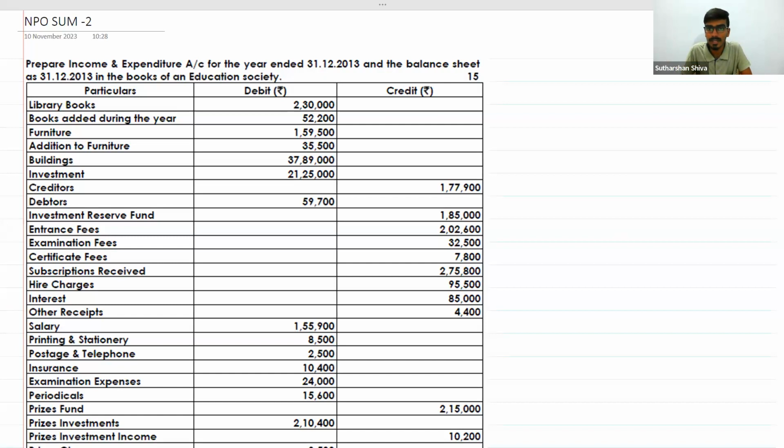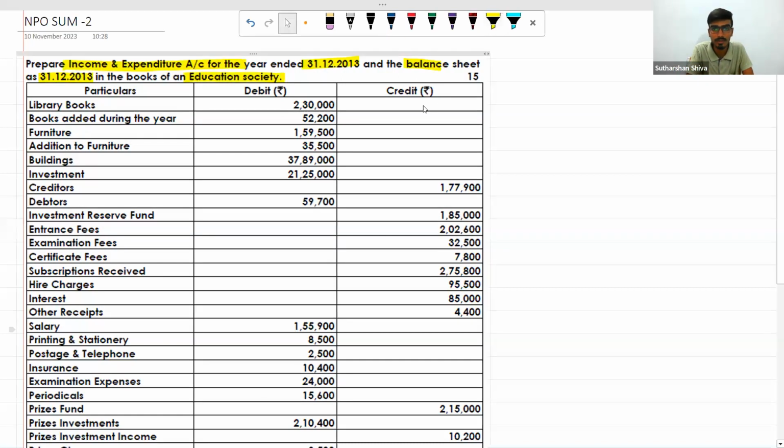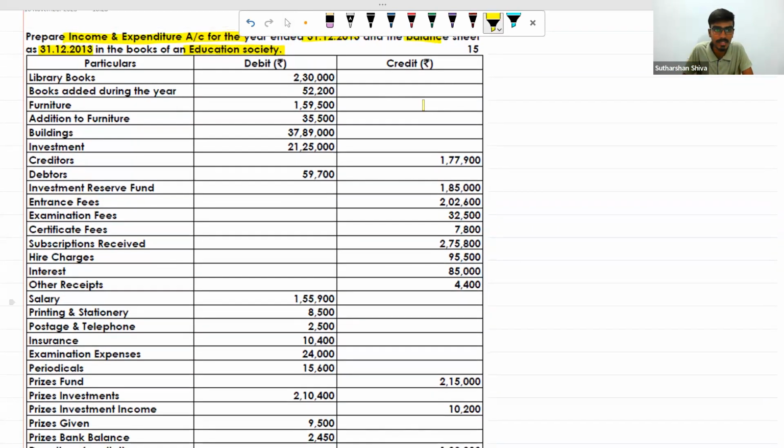Prepare the income and expenditure account for the year ended 31st March 2013 and the balance sheet as of 31st March 2013 of the books of an education society. Here the charitable institution is going to be an education society. Here they have given library books. Books will be considered as an asset.